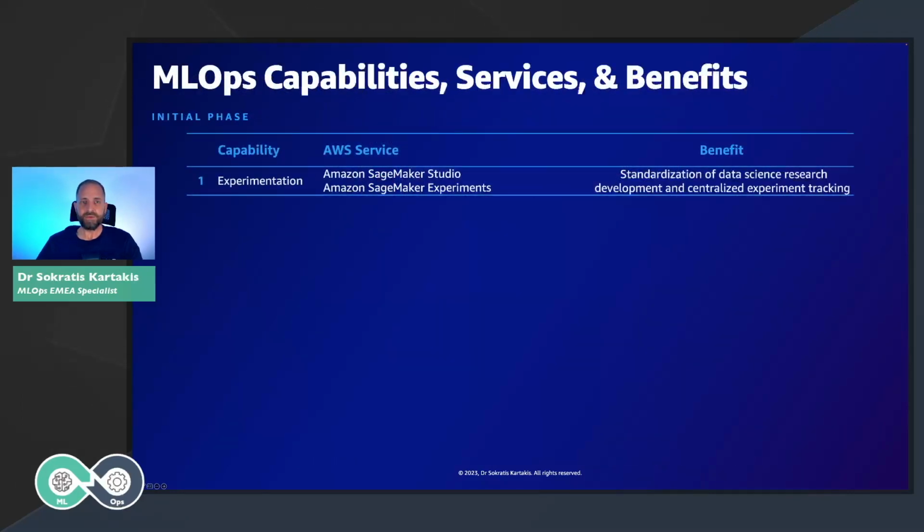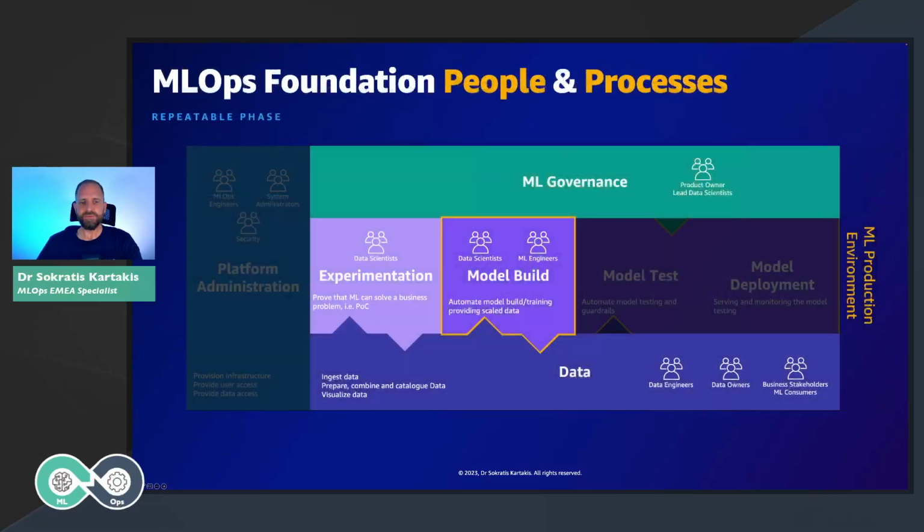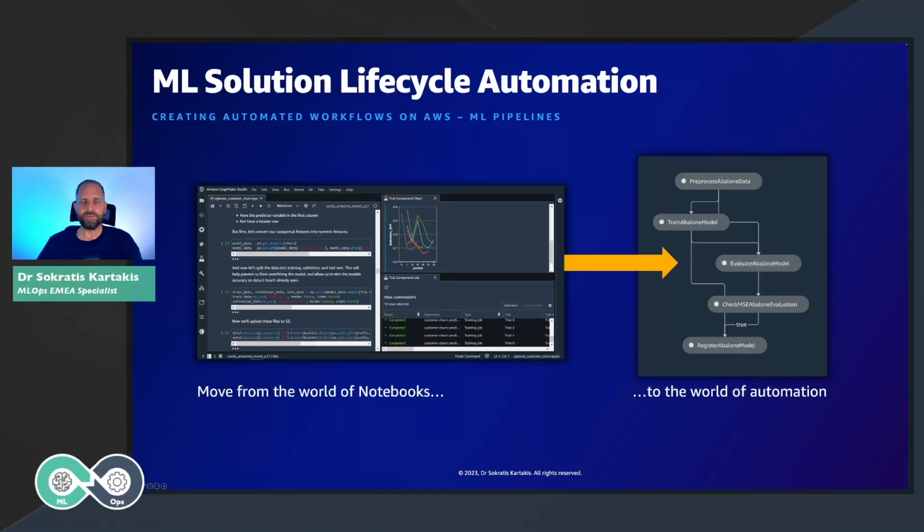So these are the key services that we saw in the experimentation environment and the initial phase: SageMaker Studio and SageMaker Experiments. But let's move on from experimentation to the first MLOps phase, which is the repeatable phase. In the previous video, we saw that we need to move from the world of notebooks to the world of automation and to create ML pipelines, workflows that do pre-processing, training, post-processing. How can we create these automatic pipelines, these automatic workflows on AWS?